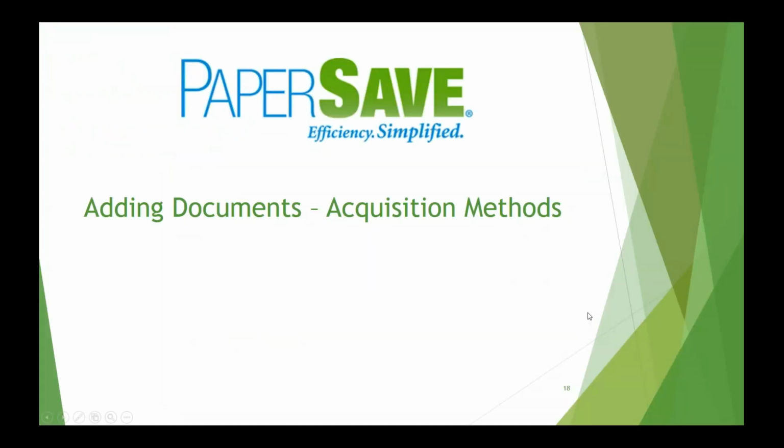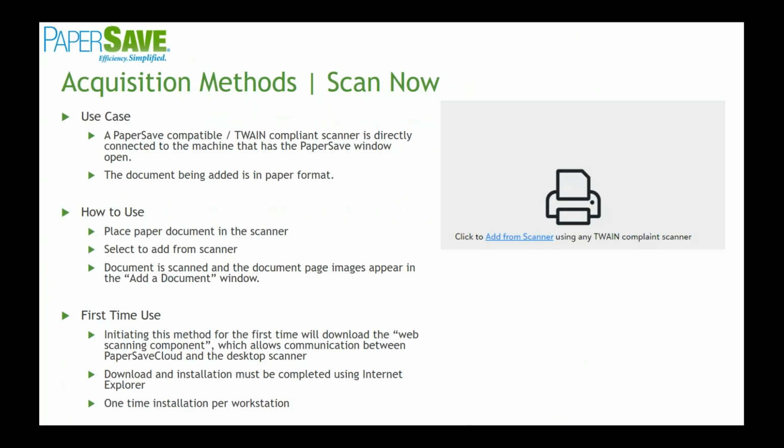So now let's talk about the different ways that you can add documents to PaperSave. All right, so the first one is Scan Now. So this is relevant for people who have Twain compliant scanners directly connected to their workstations. Okay, so you have the ability to load your physical documentation onto your scanner, use the Add from Scanner button, and this will automatically load it onto your screen. And the benefit of this is that you don't have to scan it, save it, and then add it. You can actually just scan it directly into PaperSave. Okay, and this is relevant again for when you're trying to bring in physical documentation and when you have a Twain compliant scanner connected to your workstation.